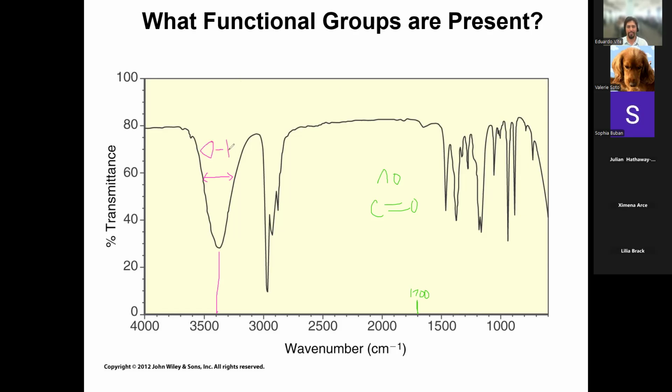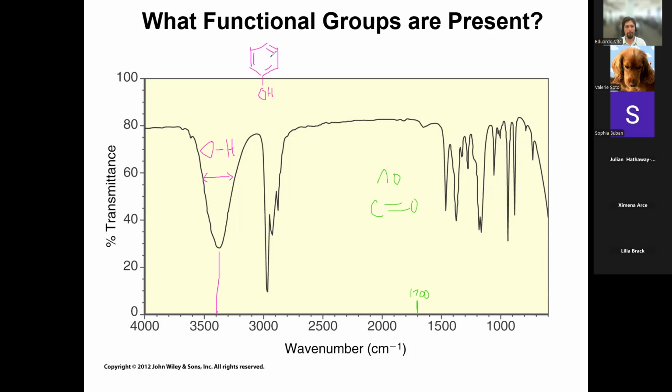OH. Since there is no carbonyl, it is not a carboxylic OH. Could it be an aromatic one? Well, perhaps. I mean, it is kind of sharp, right? It could be an aromatic, it could be a phenol. And again, just a reminder, phenols are hydroxides that are attached to an aromatic ring. So this would be a phenol specifically, right?